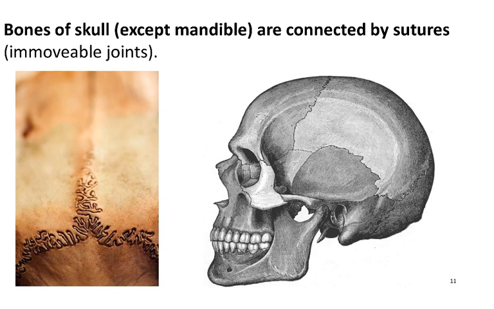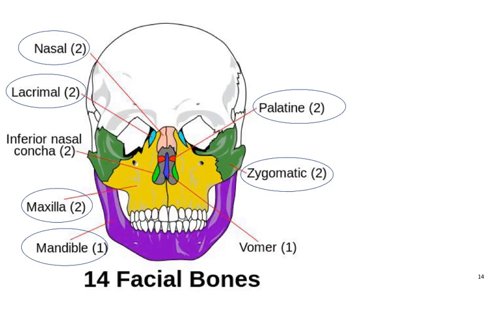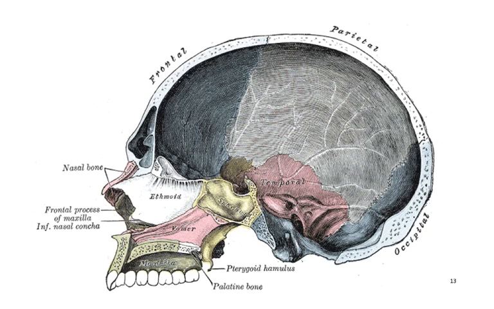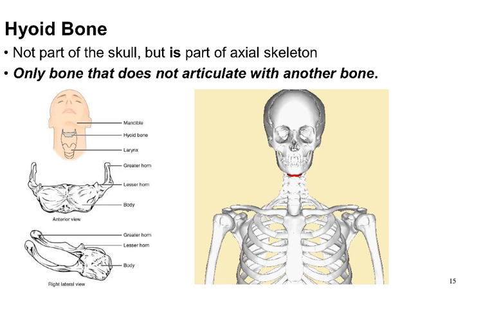Except for the mandible, which is sometimes referred to as the jawbone, all of the bones of the skull are connected by sutures, right? And these are sutures in the skull. Remember, those are immovable. There's the bones of the cranium. This is a mid-sagittal view of the same bones. These are the facial bones. And then the hyoid bone, right?